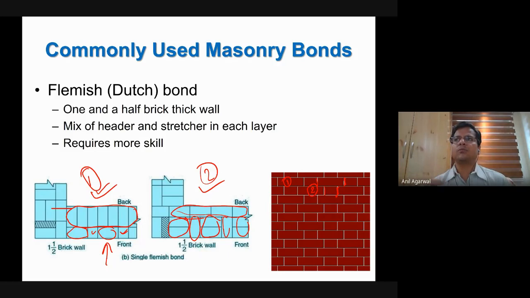This brick wall is 1.5 brick thick. You have got one full thickness here. This is the thickness same as English bond, but then you have got another half a brick thick, right? So that's why this is called a 1.5 brick thick wall. It's known as Dutch bond.